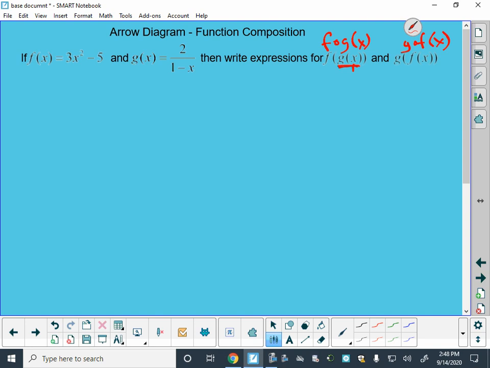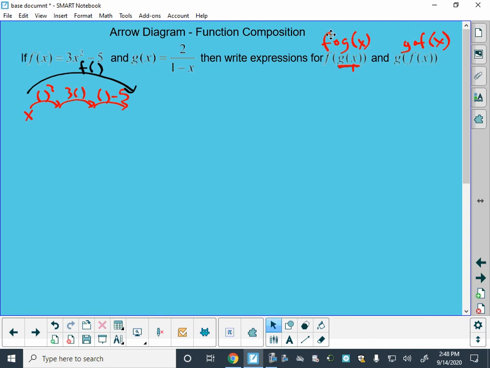3x squared minus 5 first. So if I start with the x, the first thing that happens is I square it, and then I multiply by 3, and then I am subtracting 5. These three arrows together, I'm going to throw a different notation here. To these three arrows together, this is the function f. Okay? It takes these three steps to change an input into the appropriate output.